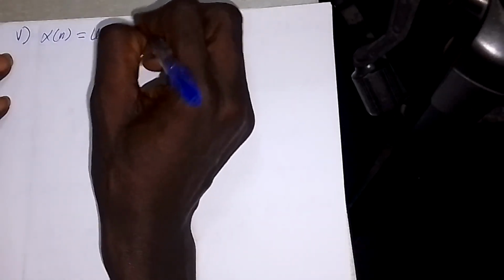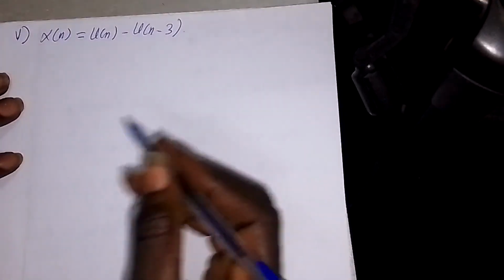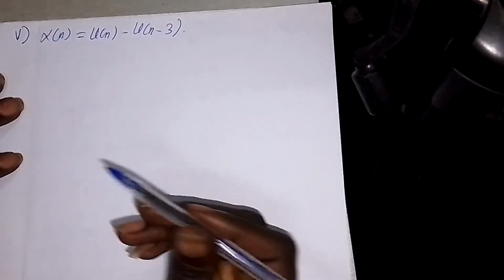Okay, so our next question is question number 5. We have x of n equals u of n minus 3. Okay, so this is a signal. Now, let's plot the signal and see which particular values we have to take.